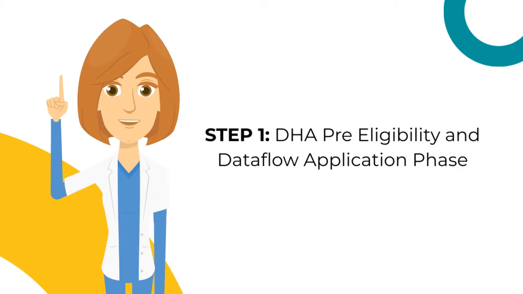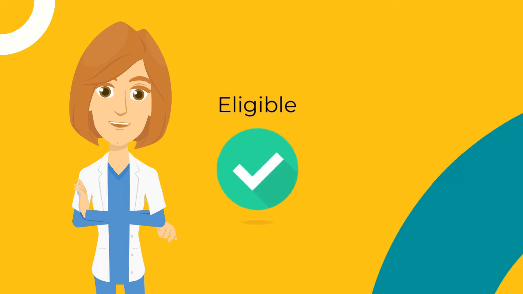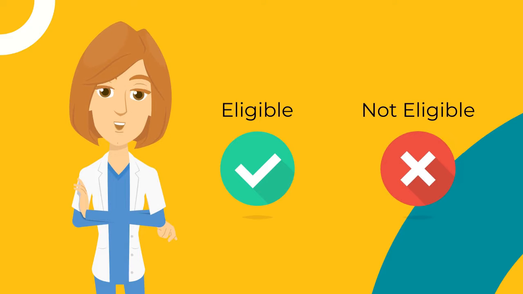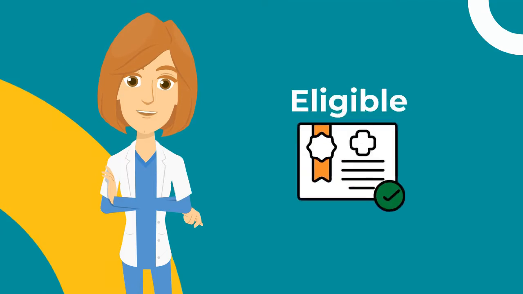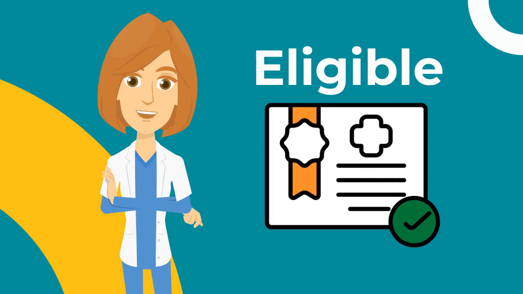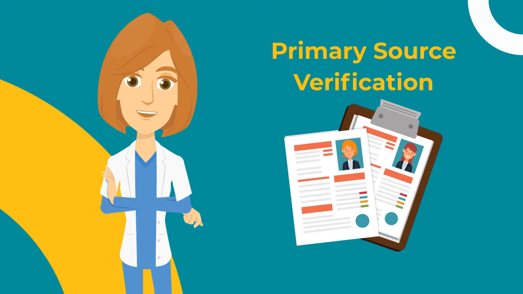Step 1. DHA Preeligibility and Dataflow application phase. The Preeligibility application is the phase in which the candidate can determine if they are eligible for the category the candidate applied for, mainly based on their educational and employment background. Once the candidate determines that they are eligible to proceed with the DHA exam application process, the candidate must undergo a highly reliable background screening procedure, or the primary source verification, to verify the candidate's personal or professional credentials directly from its original issuing source.